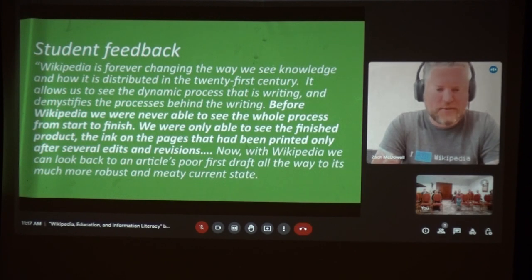I like how they use the term ink, because they look at Wikipedia and saw it as something that was printed, right? As a print screen kind of thing. They didn't see it as something that was malleable or editable or even something that was ever edited. So now they're recognizing this process, this process of information creation.